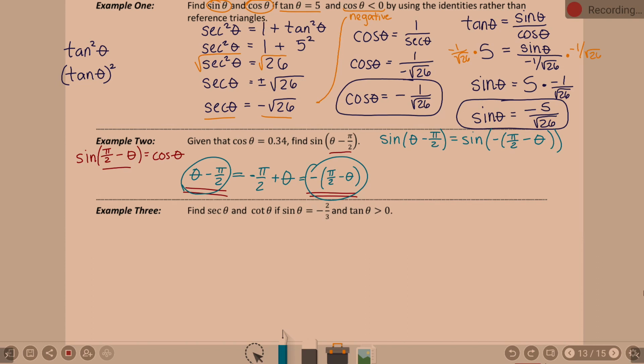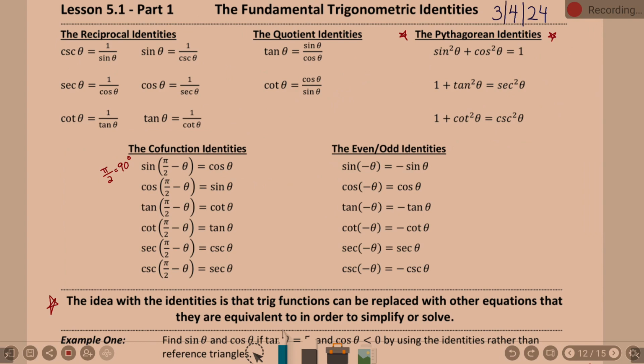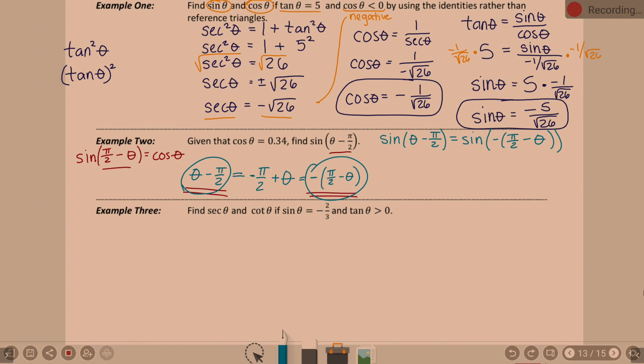Can I just pull it out front and put it out front of the sine? Kind of. What does your even-odd identity say about sine? So look back up the top of your page. What does your even-odd identity say about sine? If there is a negative on the variable, what is it on the inside? What does it say? It is a negative on the outside. So can we use that fact? This negative on the inside can become a negative on the outside. So I'm going to rewrite this as the negative of sine of pi over 2 minus theta.